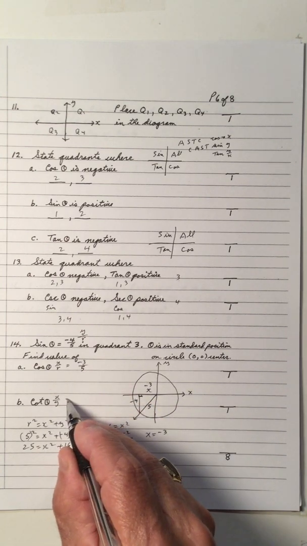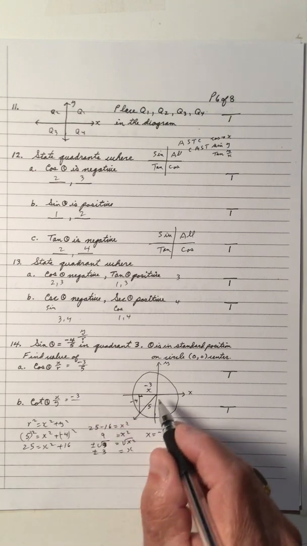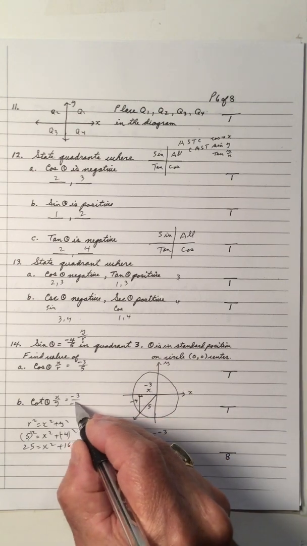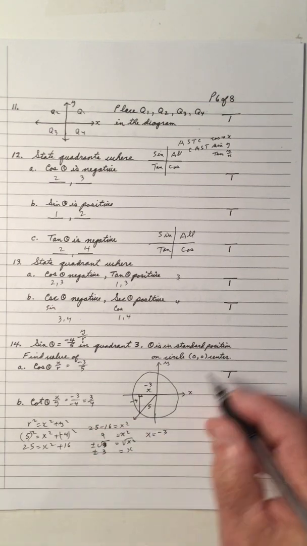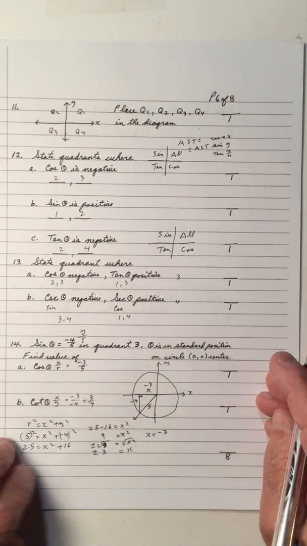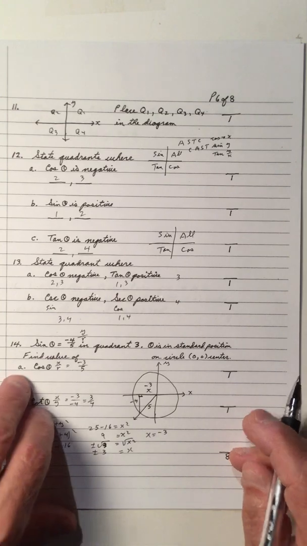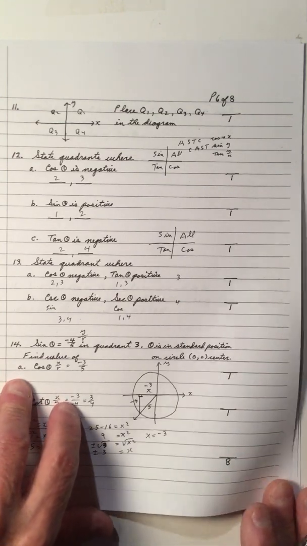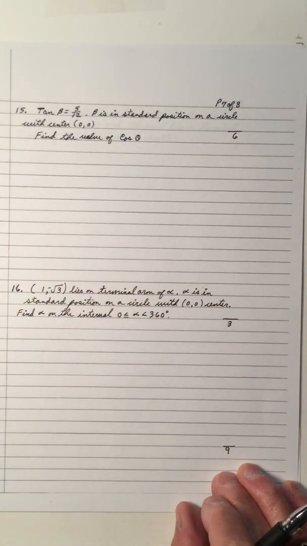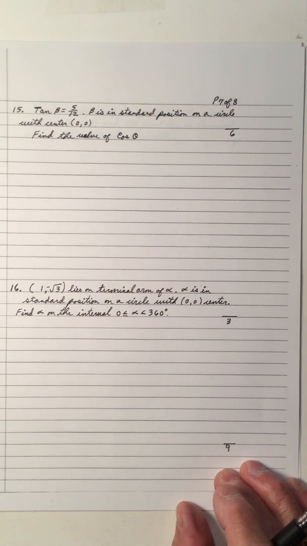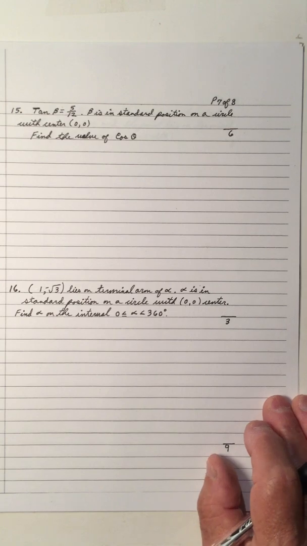And cot is x, which is -3, over the y, which is -4. So the cot becomes 3/4. Give yourself a mark each if you have those two figured out. And the total is 8 for that page. Hopefully again, it's the same pattern, just re-emphasizing how trig is done.